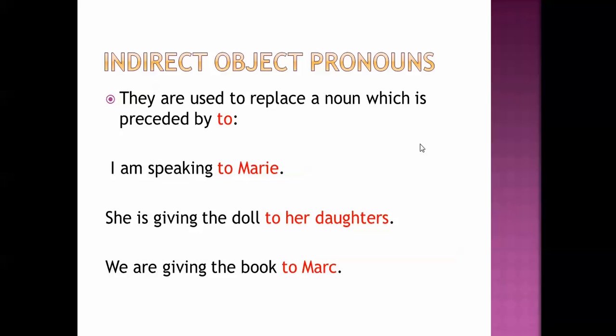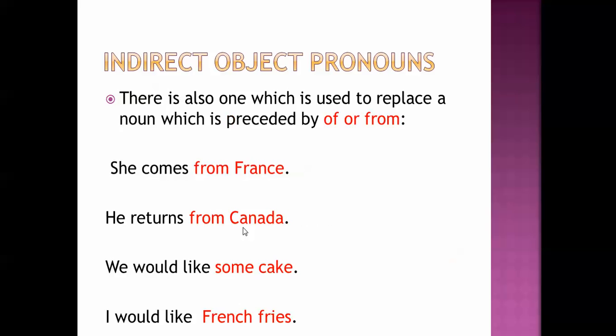Indirect object pronouns. So from lessons 5 and 6, you already know what an object pronoun is. But now we're going to talk about indirect object pronouns, and how you tell what they are is that they are used to replace a noun which is preceded by to, or actually preceded by a preposition. I'm speaking to Marie. She is giving the doll to her daughters. We are giving the book to Mark.